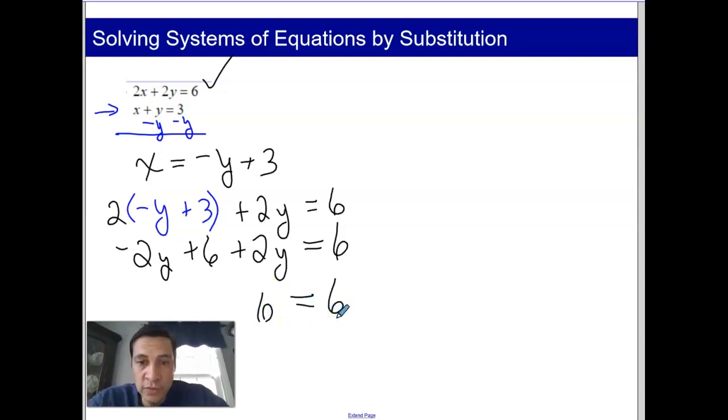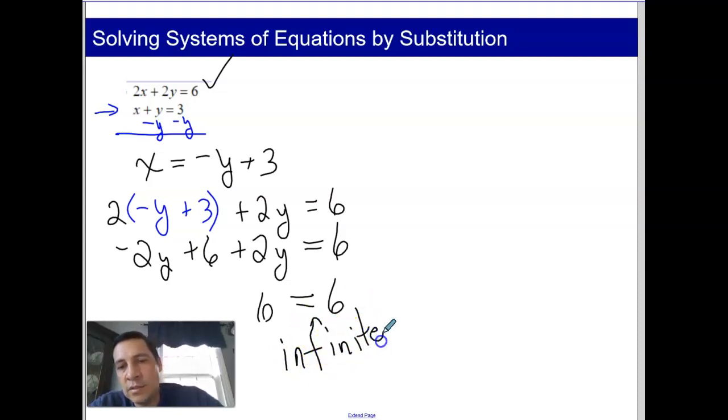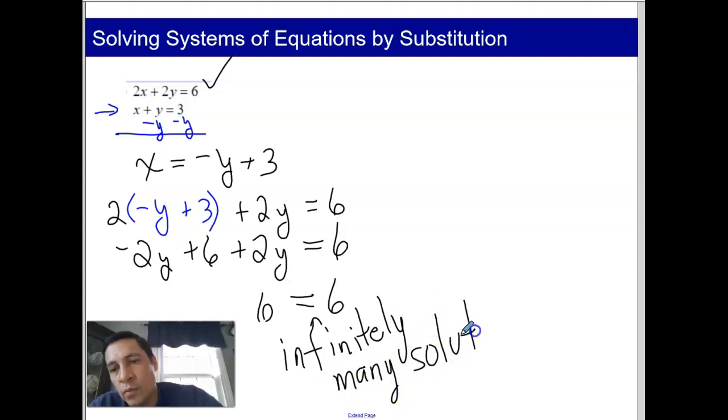Well, this is a true statement. So if there's no variable and we've got a true statement, guess what? There are infinitely many solutions to this system. So there's not just one point where the two lines will cross. There are infinitely many solutions.